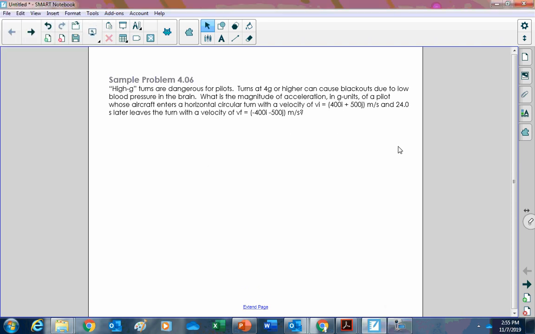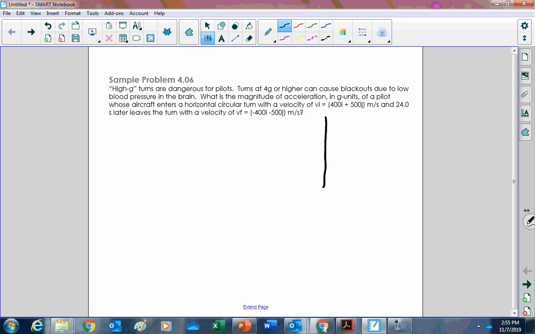Here's a problem from chapter 4 where we're solving for centripetal acceleration, and this is about an airplane that's making a horizontal turn, like let's say from south to west or east to north. But let's draw a picture of these velocities they're giving us.